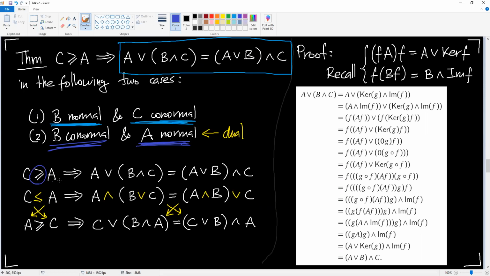Duality will reverse the inequality and the join becomes meet and so on. And then by rearranging terms, we get an expression which was the same as the original one, except that A and C are swapped around. And duality gives conormal out of normal and normal out of conormal. So that's how 1 becomes 2.